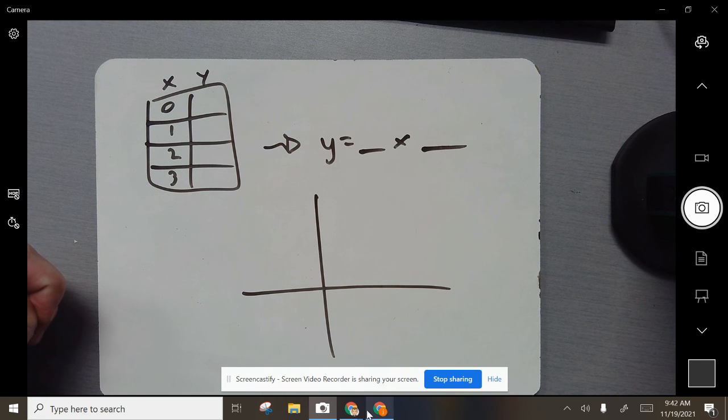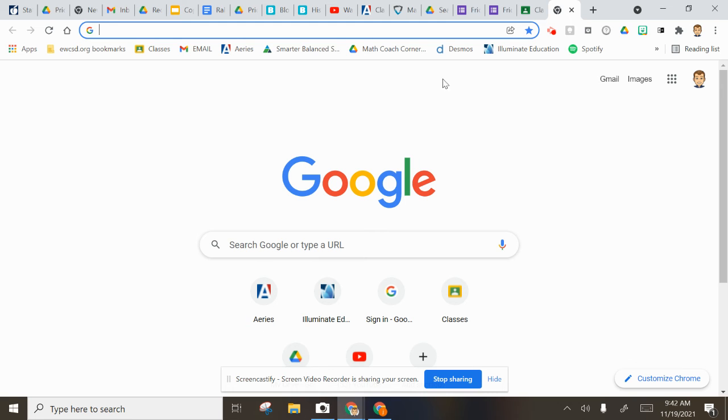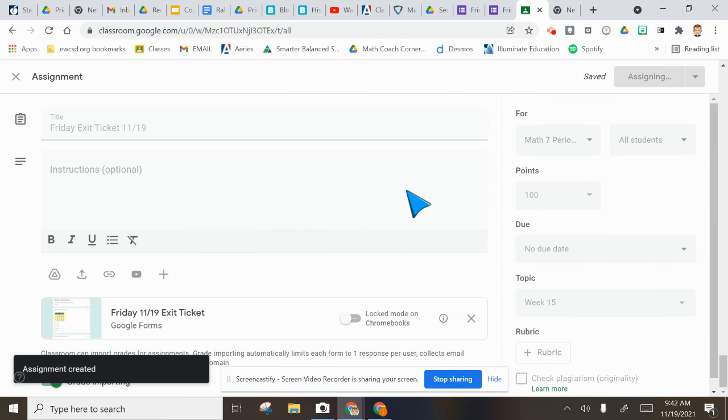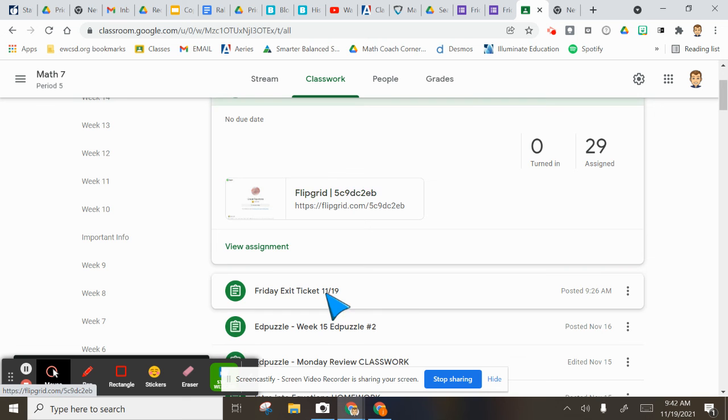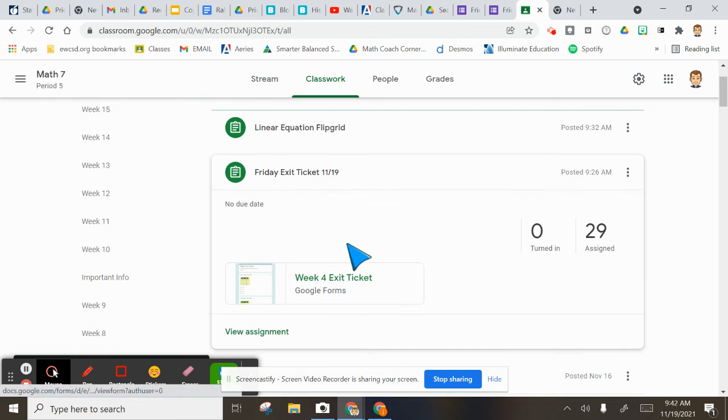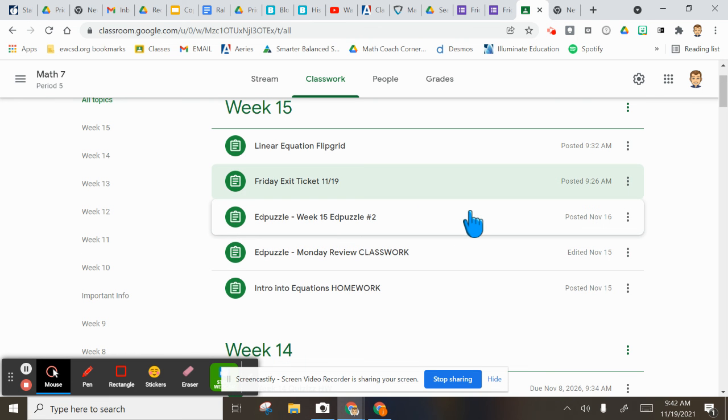Once you're done, I want you to go to classwork. You do have an exit ticket right here. So you have the linear equation Flipgrid. That's where you're going to click and get in there. And then you also have an exit ticket. Once you do those 2 things, you're done for the week until next Monday. All right, guys, best of luck.